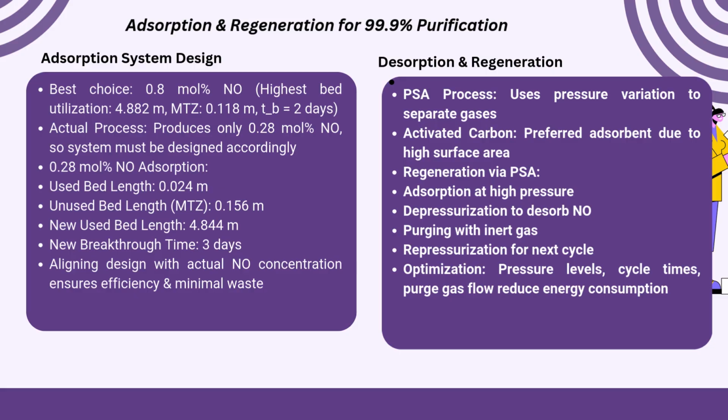For the desorption and regeneration, I use the pressure swing method. Regeneration via PSA: adsorption at high pressure, depressurization to desorb NO, purging with inert gas, maybe NO, and repressurization for the next cycle for the activated carbon to adsorb more NO. I think that's all for my part.